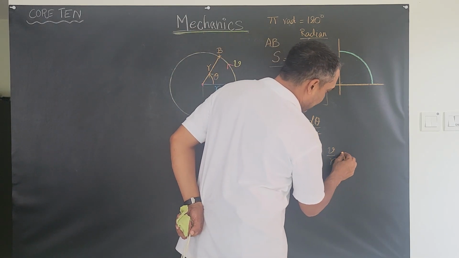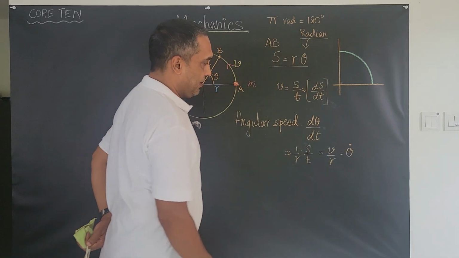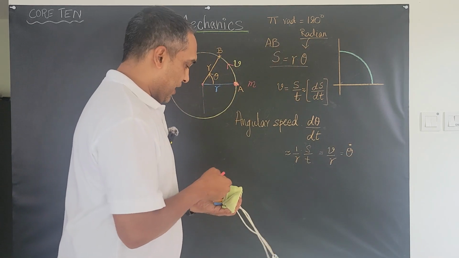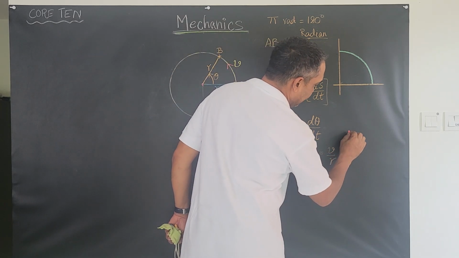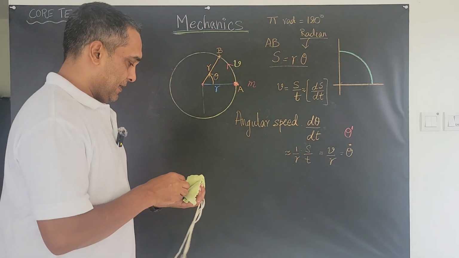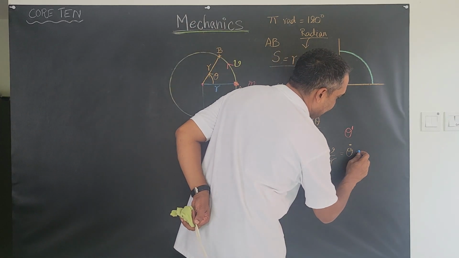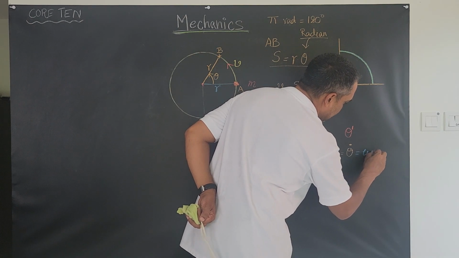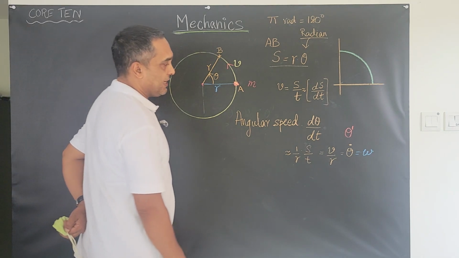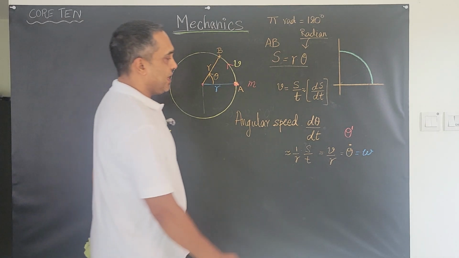Now you'll find textbooks that denote this as theta with a dot. You'll find some that call it theta with a prime. But a common notation for angular speed, also called angular velocity, is this sign w, which is the lowercase of the Greek alphabet omega. So this is a common notation.